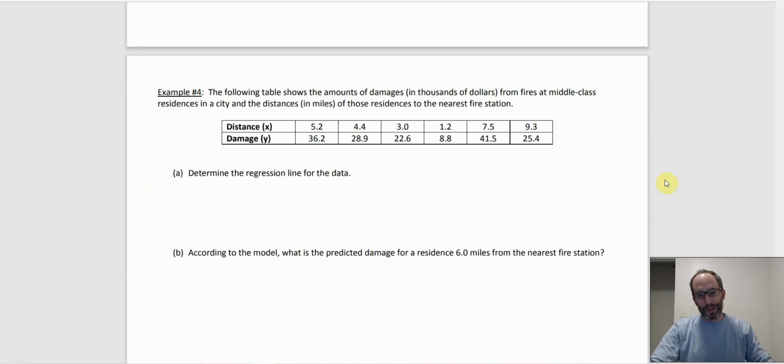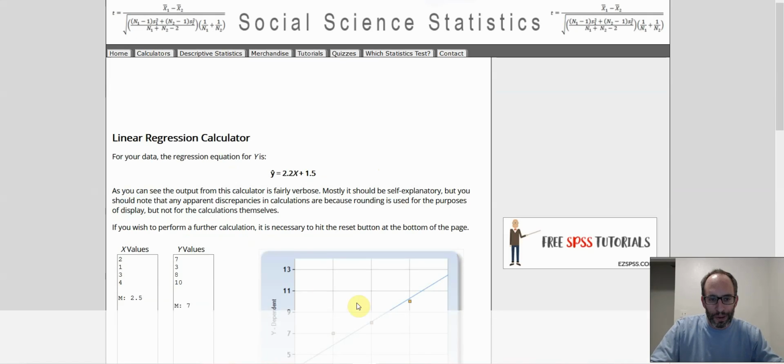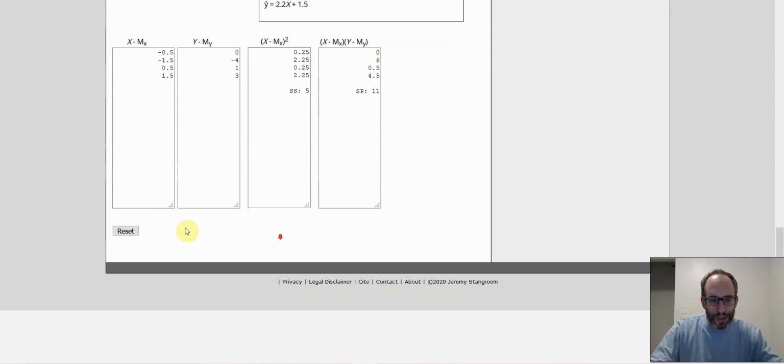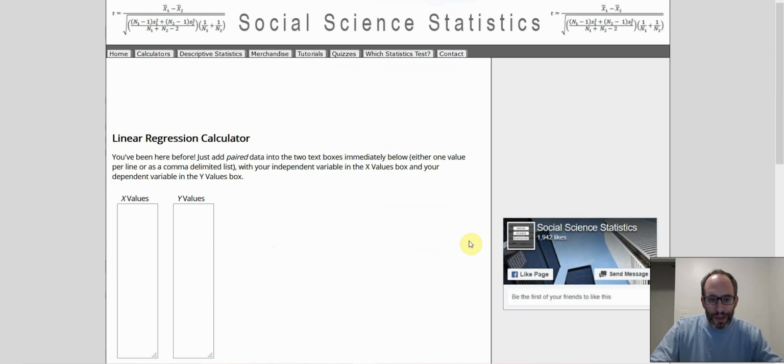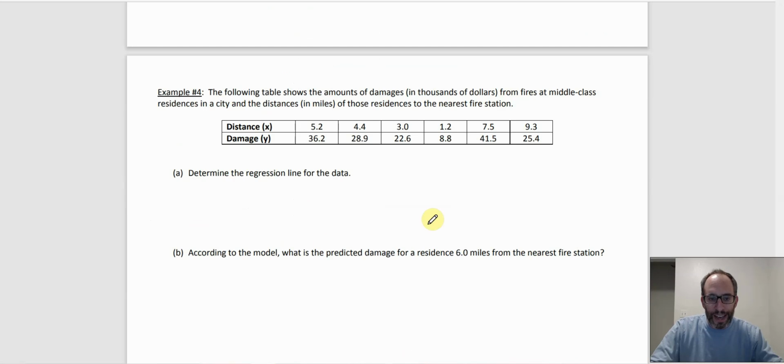So this next example is with the amount of damages from fires at middle-class residences in the city and the distance to the nearest fire station. So first thing is the regression line. What I'm going to do is go and reset this. And then I'm going to put in the X values and the Y values exactly like they are here.